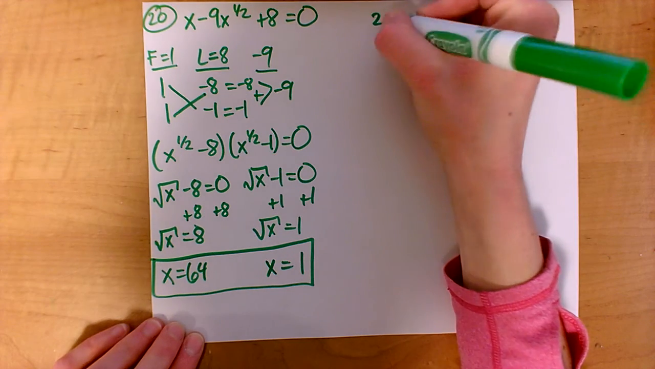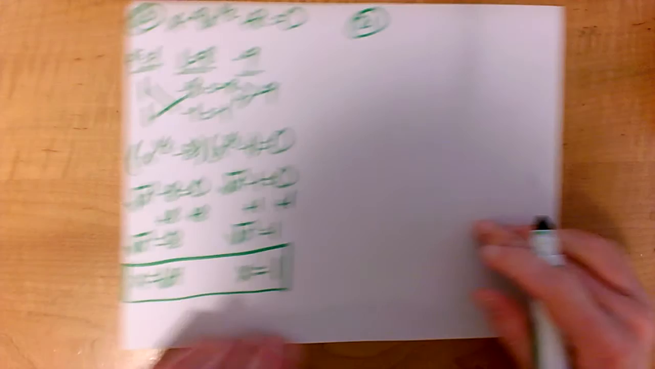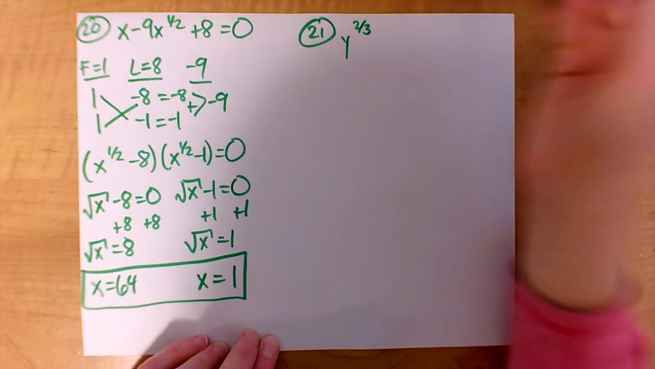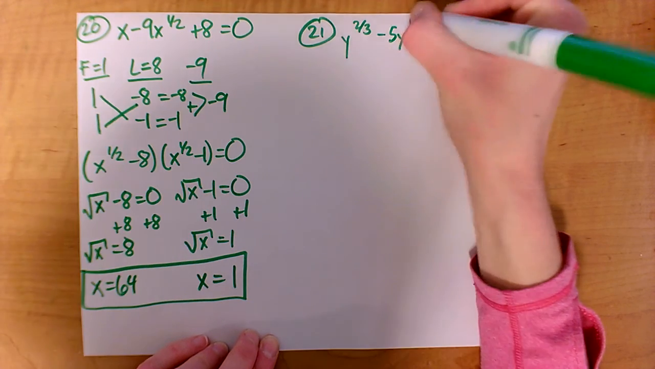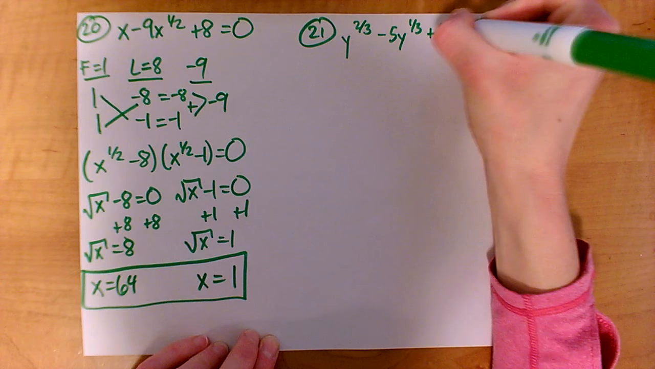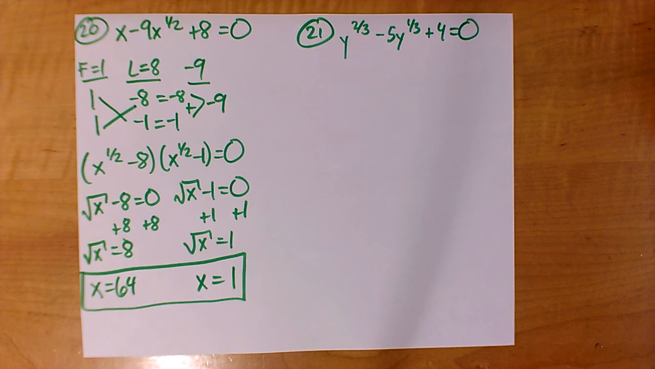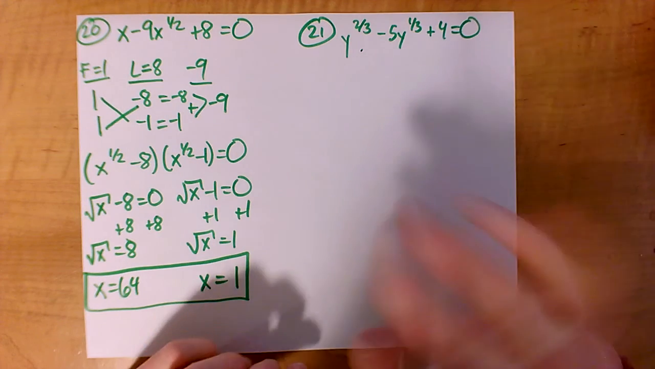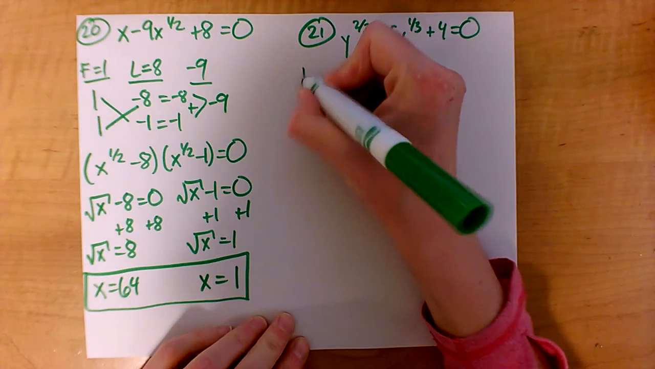Let's take a look at 21. So for 21, we have y to the 2/3 minus 5y to the 1/3 plus 4 is 0. So this looks a little different. We haven't seen any exponents yet, like 2/3 and 1/3, but we can still go ahead and do it because 2/3 is double 1/3, so it's still okay.